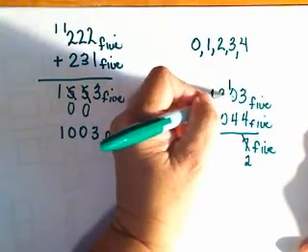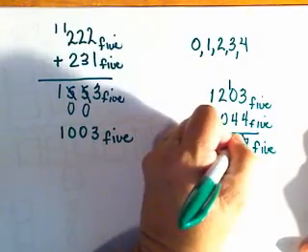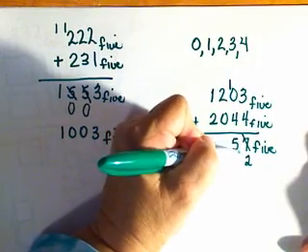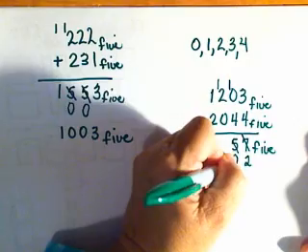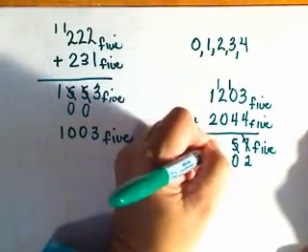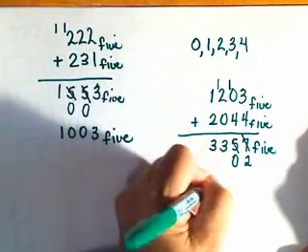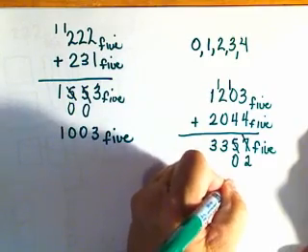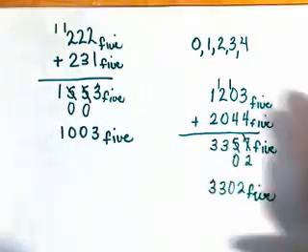Now, I've got 0 here plus 1 is 1 plus 4 is 5. But I can't write the 5 down, so I trade it and carry, and I don't have any left there. Then 2 plus 1 is 3. 2 plus 1 is 3. So when I add these two, I get 3,302 base 5. Okay?